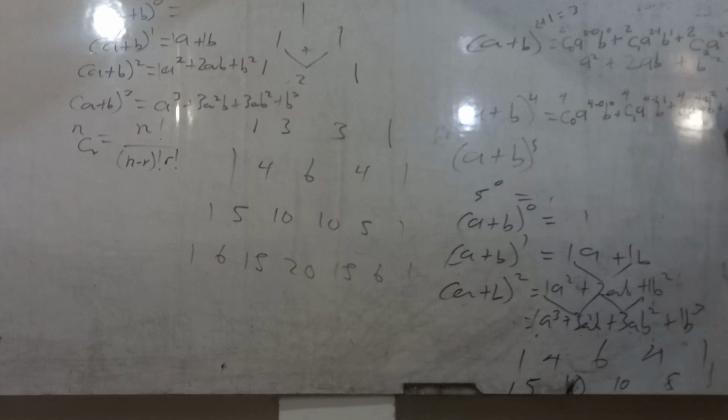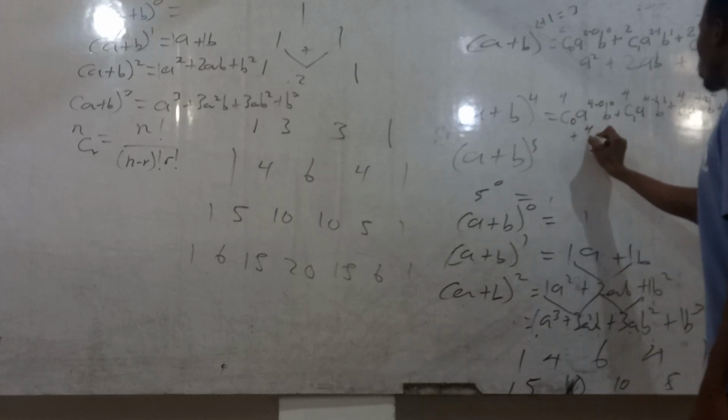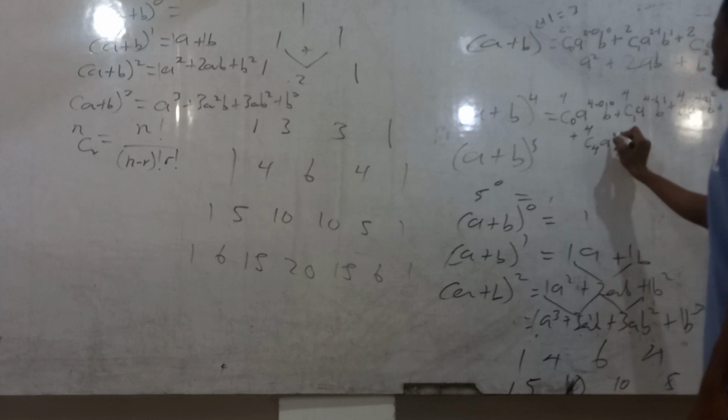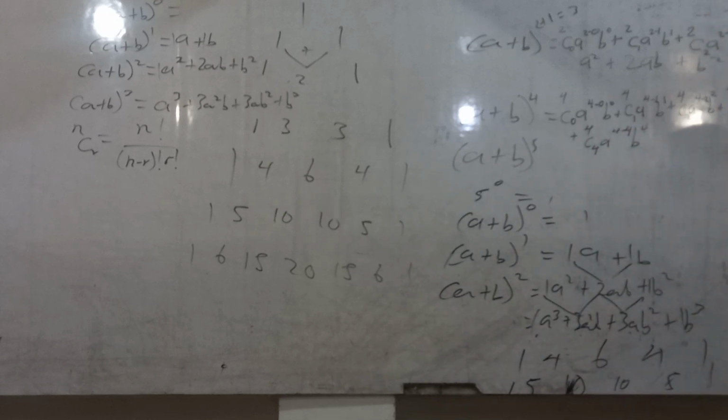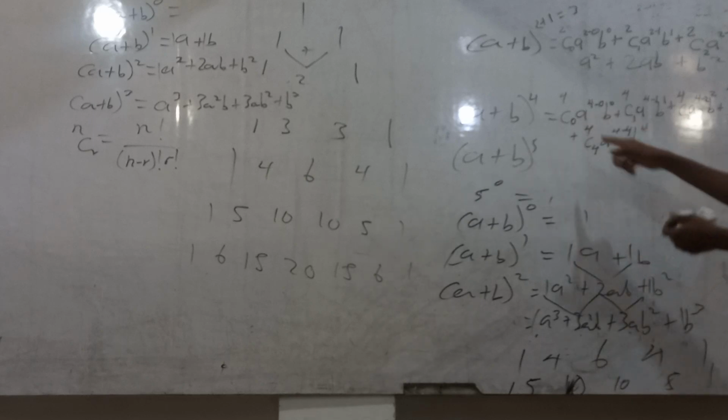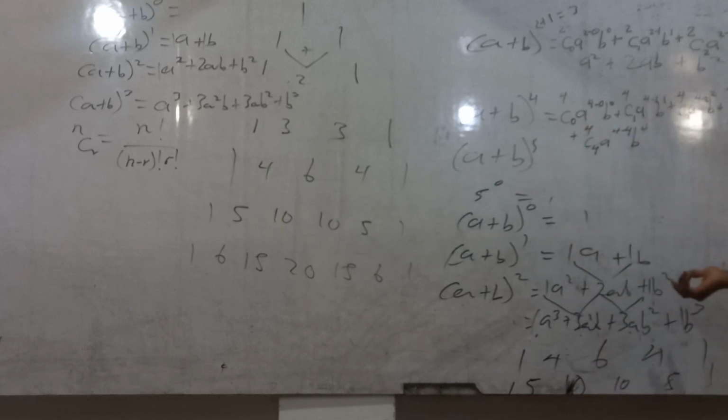Fourth, 4 combination 3. A to the power 4 minus 3. B to the power 3. Then the last term becomes 4 combination 4. A to the power 4 minus 4. B to the power 4. Okay. You understand? Okay. So now you can count, you get 5 terms.